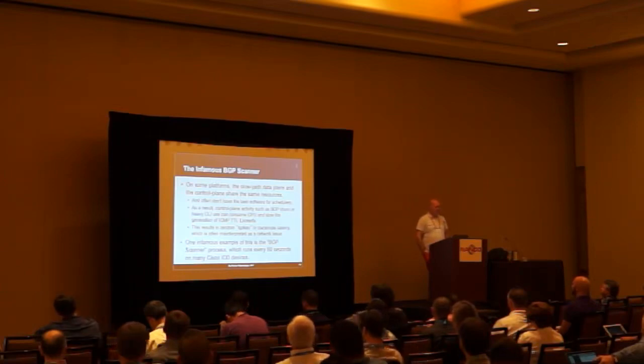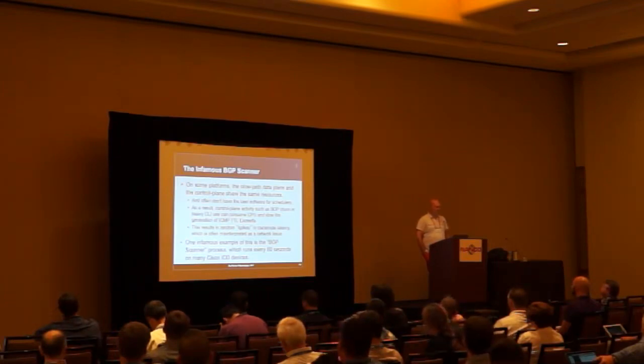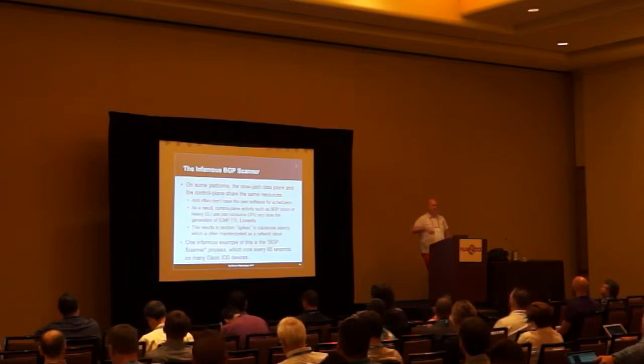Probably one of the most common infamous examples of this is called the BGP scanner process. So classic IOS, every 60 seconds there's a process that runs that iterates through every BGP route in the box to do some back-end cleanup. And every 60 seconds when it runs, it makes your traceroutes look like crap.